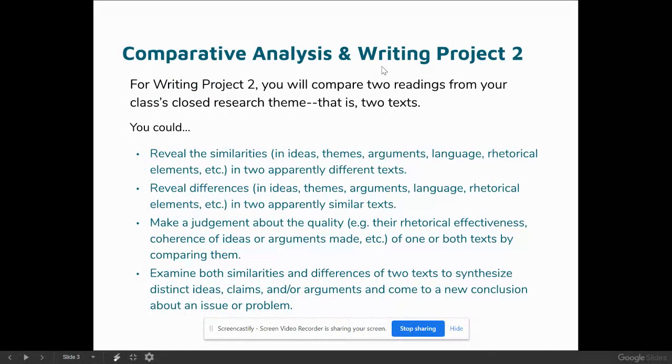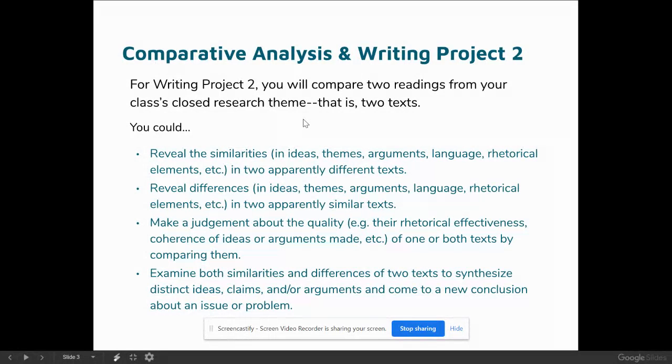This is the assignment that my other class is doing, but I like these kinds of questions. These are things that might reveal the similarities or the differences. Make a judgment about the quality. So when you look at them, you've looked at the similarities, you've looked at the differences. Now what we want to do is, how were those messages delivered? So maybe they both have a very similar message, but they use totally different kinds of language, or they use very different kinds of examples.